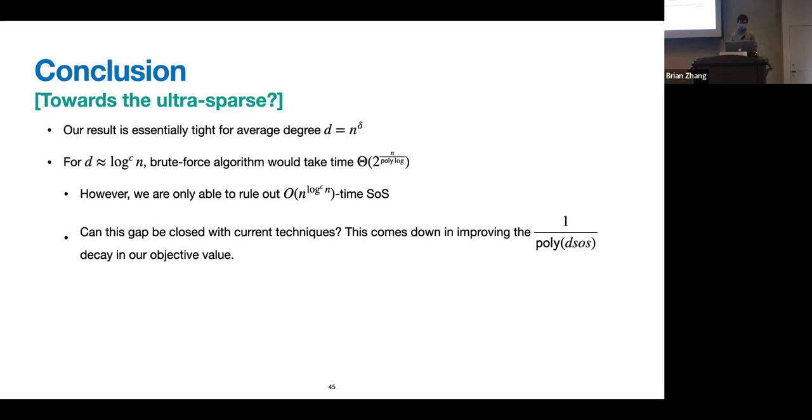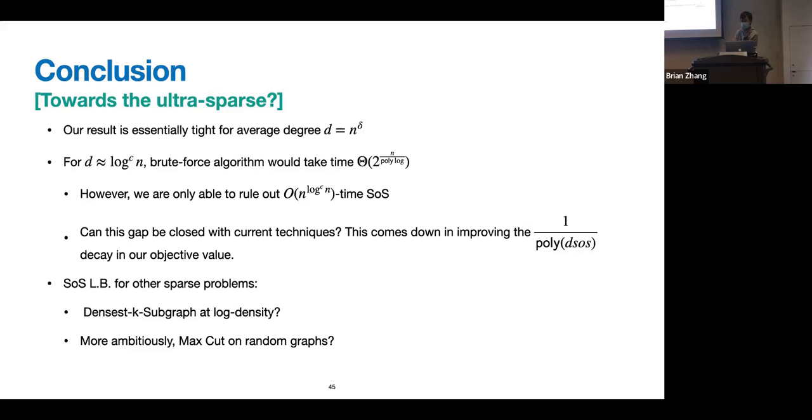And I think an immediate question is, can we close this gap with current techniques? This comes down to improving the decay here. We expect the decay to be 1 minus p to the sum of squares degree. So this is the logarithmic trade-off there. It's also interesting to ask for sum of squares lower bounds for other sparse problems like densest k-subgraph, like log density, and maybe more ambitiously, you can ask for max cut.